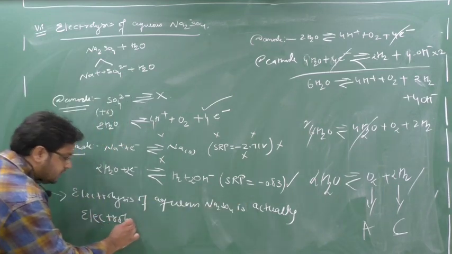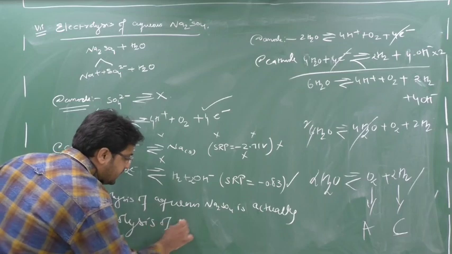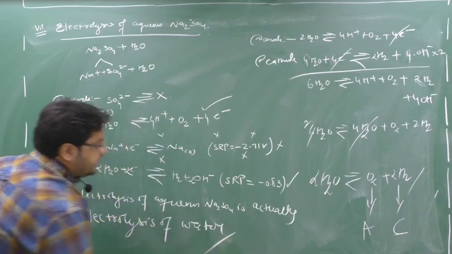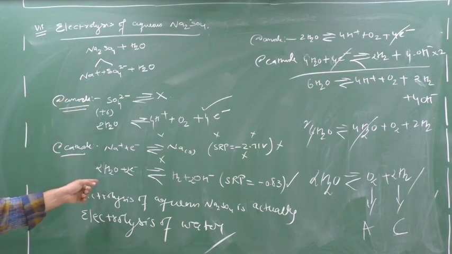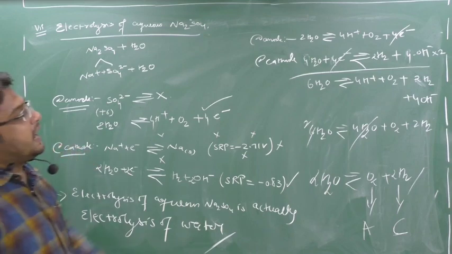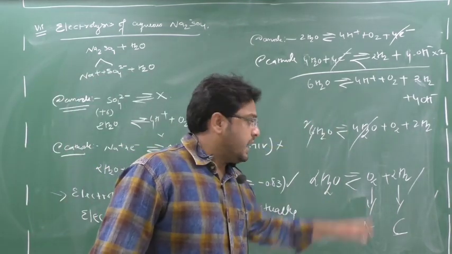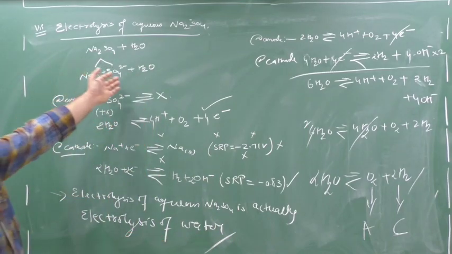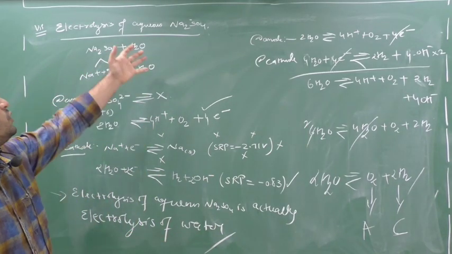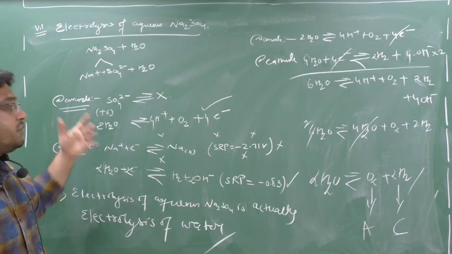Please remember this. This can come in the MCQ: electrolysis of water. See here students, what I mean to tell you is, by comparing the SRP values, we came to know that at anode water will undergo oxidation instead of SO4 2-, and at cathode water will undergo reduction instead of Na+, and at anode oxygen will be liberated, and at cathode hydrogen gas will be liberated. But I have taken the substance Na2SO4. But Na2SO4 is not undergoing any kind of oxidation or reduction reaction.